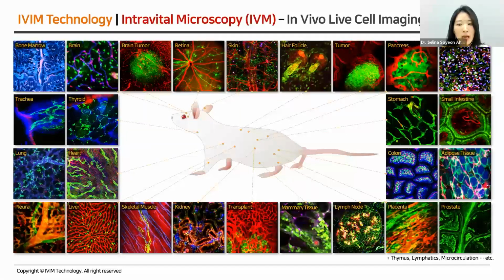So finally, IVIM technology has a wide range of experimental in vivo research applications throughout almost all organs in the live animal model without any restriction of the imaging targets.